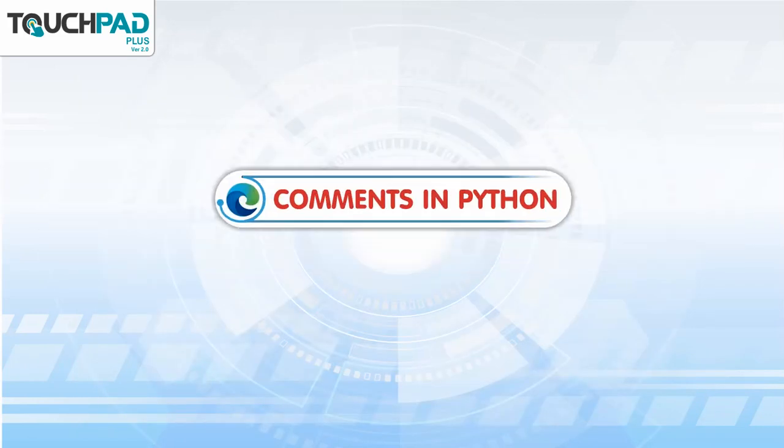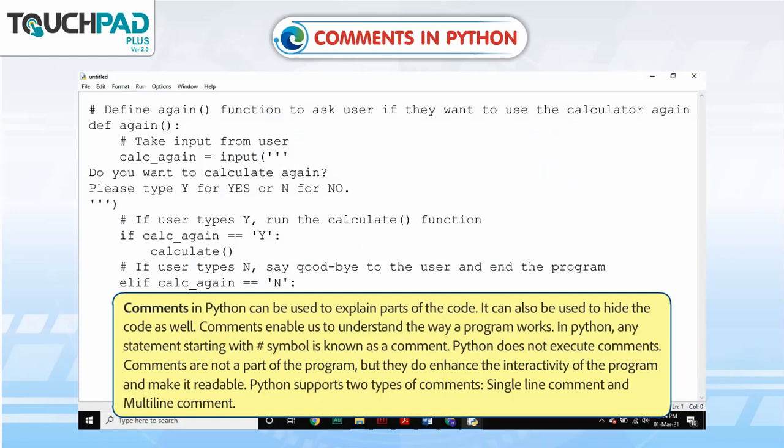Comments in Python. Comments in Python can be used to explain parts of the code. They can also be used to hide the code. Comments enable us to understand the way a program works. In Python, any statement starting with a hashtag symbol is known as a comment. Python does not execute comments. Comments are not a part of the program, but they do enhance the interactivity of the program and make it readable. Python supports two types of comments: single-line comment and multi-line comment.